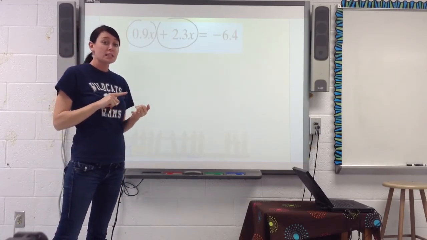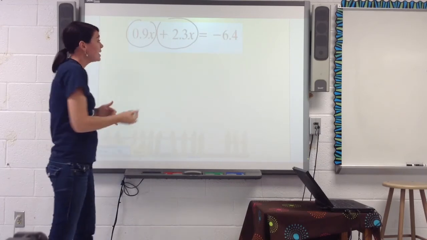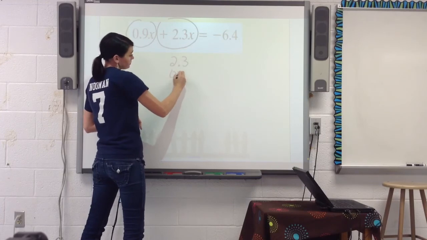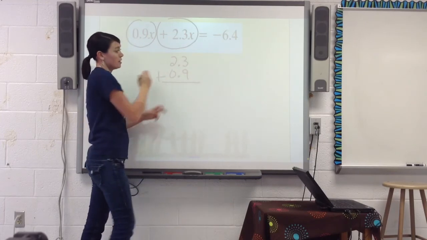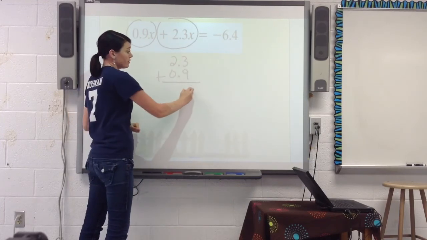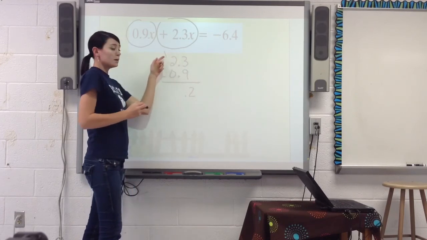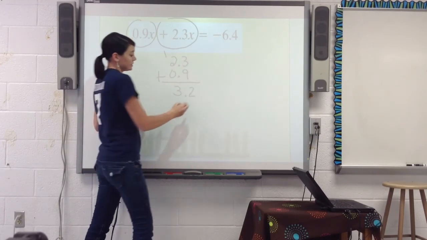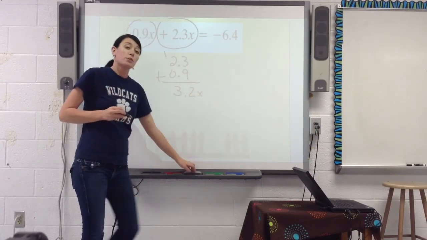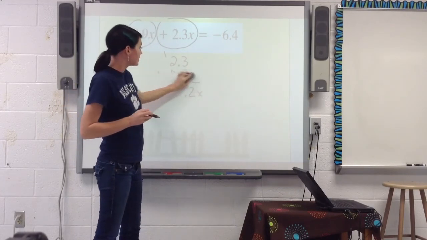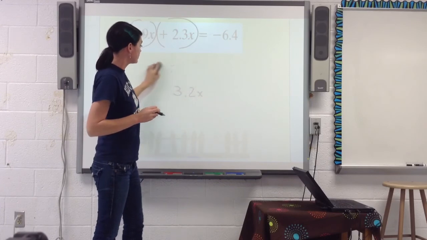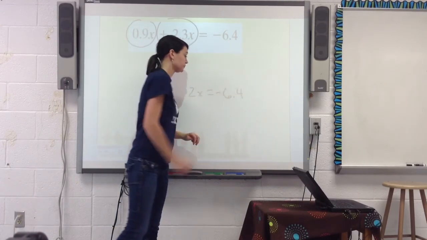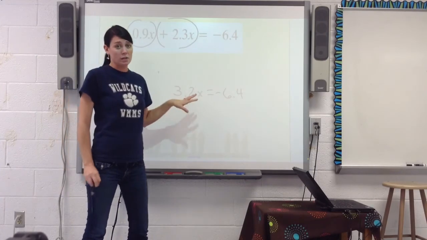Keep in mind when you have decimals, it's so important when we're adding to line those decimal points up. 9 plus 3 is 12. 1 plus 2 plus 0 is 3. Bring that x down. So we end up with 3 2/10 x equals your negative 6 4/10.